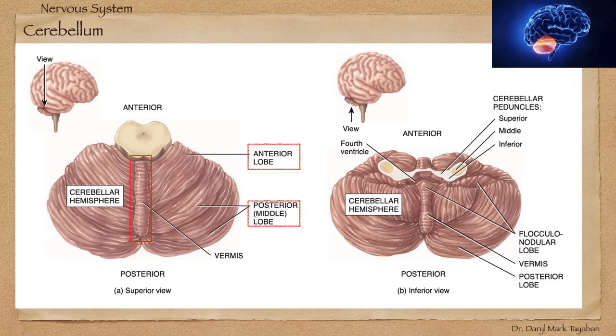And there is also what we call the flocculonodular lobe, which is on the right picture. Okay? And this flocculonodular lobe is on the inferior surface that contributes to equilibrium and balance as well.